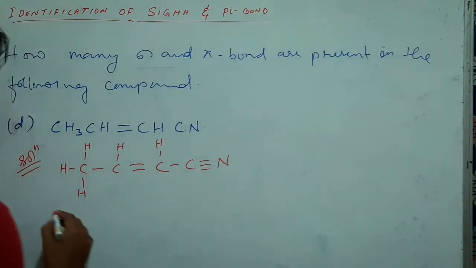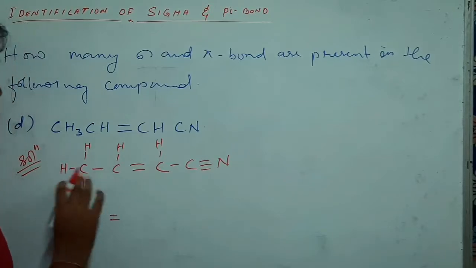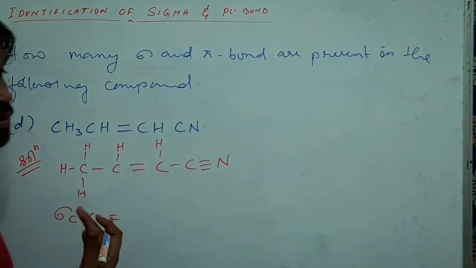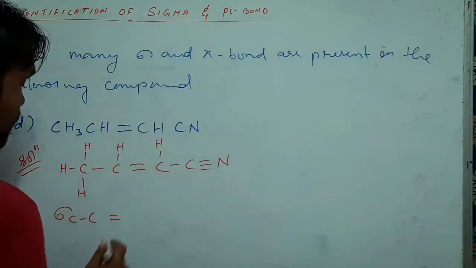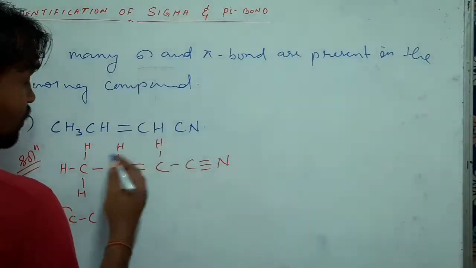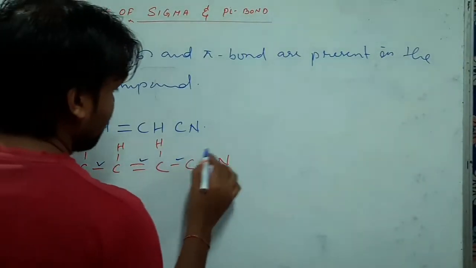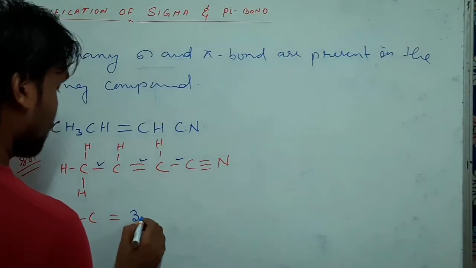So we'll write first of all sigma bond between carbon and carbon. So we are going to find out sigma bonds between carbon and carbon. So this is carbon, carbon, carbon. How many sigma bonds are there between carbon and carbon? Let me mark with the blue. 1, 2, 3. So there are 3 sigma bonds between carbon and carbon. So we write 3.